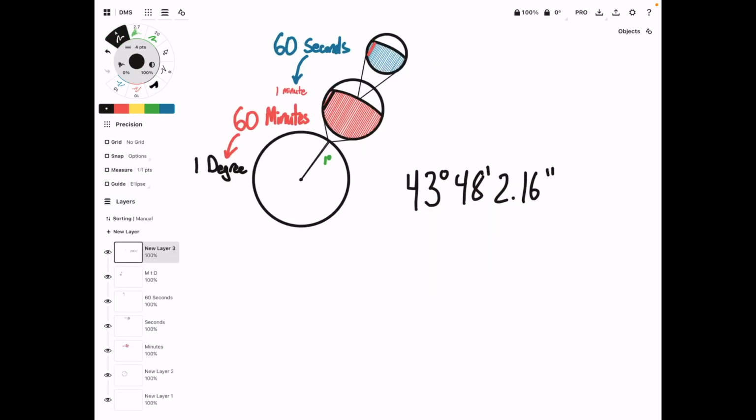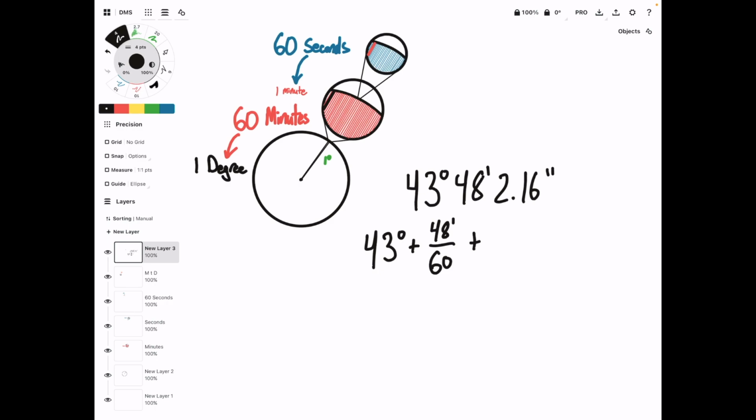For our first problem, let's say we have 43 degrees, 48 minutes, and 2.16 seconds. So the easiest way to go about this is to write this linearly. So we'll actually keep it all in line right here. 43 degrees plus, and then we're going to do 48 minutes over 60. And the reason we're doing that is because we want to go from minutes to degrees, like up in our diagram. So there are 60 minutes in a single degree, and we only have 48 of them, so we're only going to get a fraction of a degree.